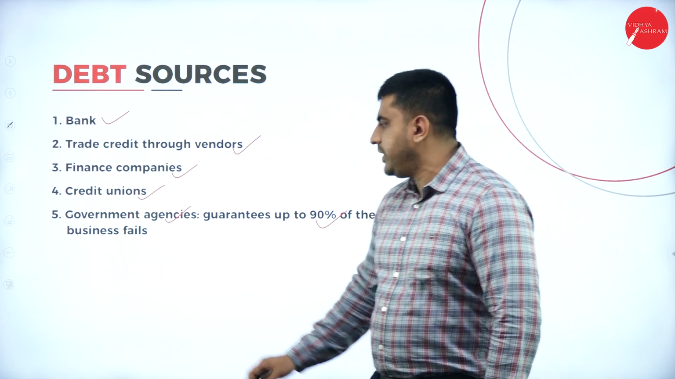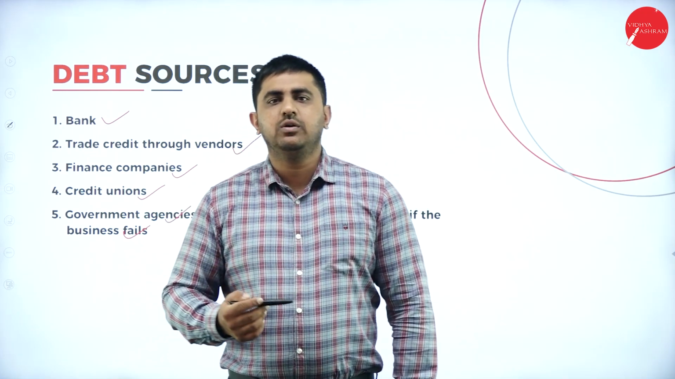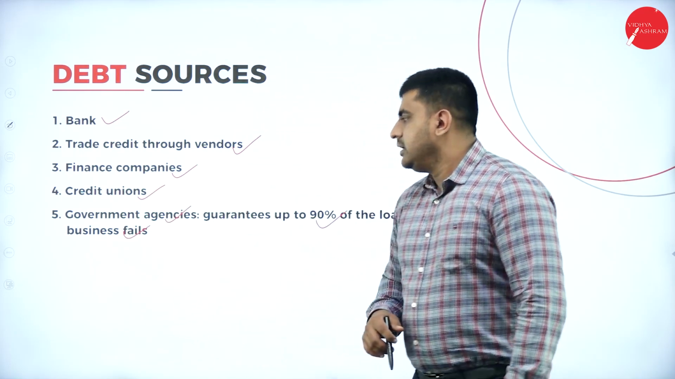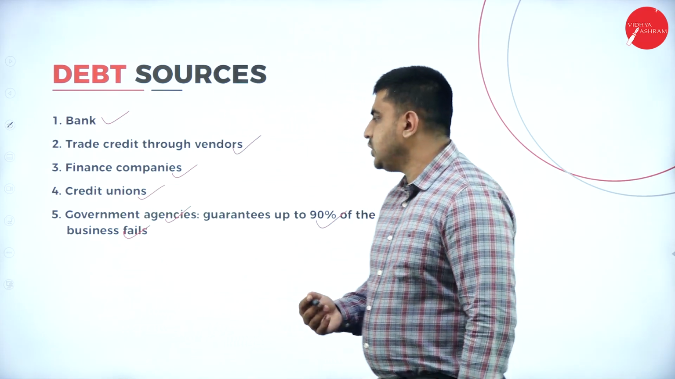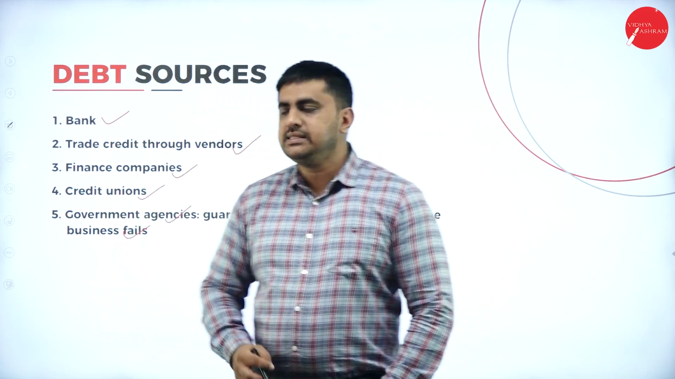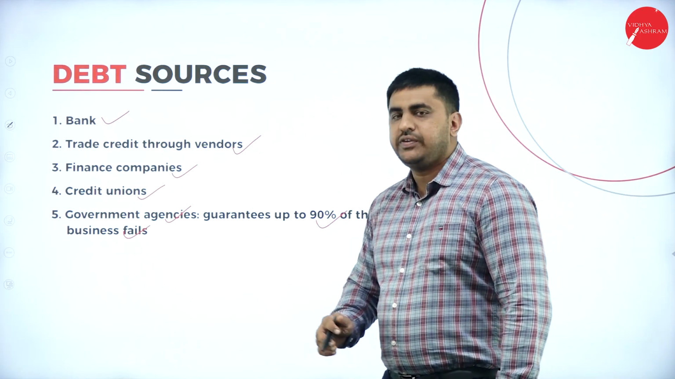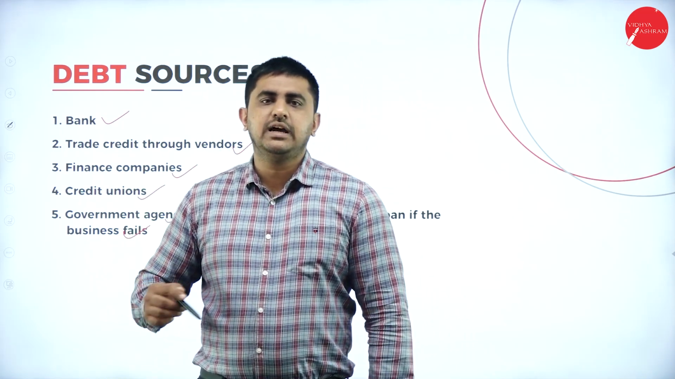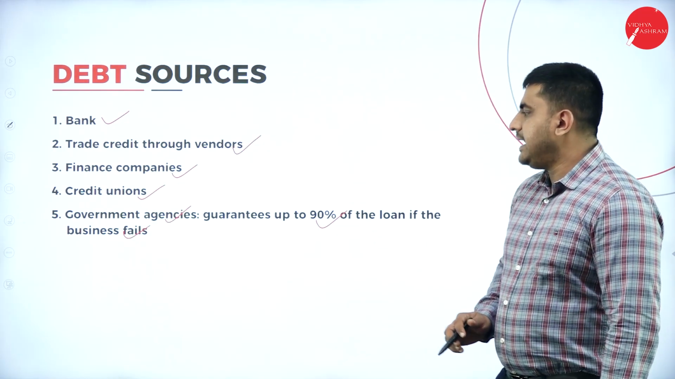So how do government agencies help small business? They guarantee up to 90% of the loan if the business fails. Now what happens? You take a loan, for example, of 10 lakhs and you're not able to repay it back because your business is a flop or it did not succeed in the market. So now you will have to repay the 10 lakhs. There are certain government agencies who will guarantee up to 90% of the loan if the business fails. That is, if you approach these agencies, if it is 10 lakhs, 90% the government will waive off. So you will have to return only 1 lakh out of the 10 lakhs which you have taken.